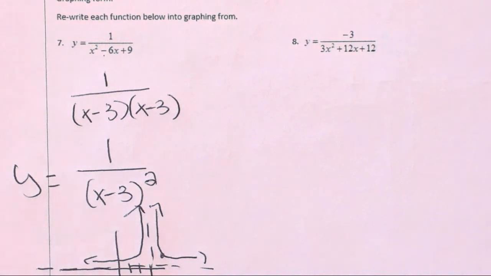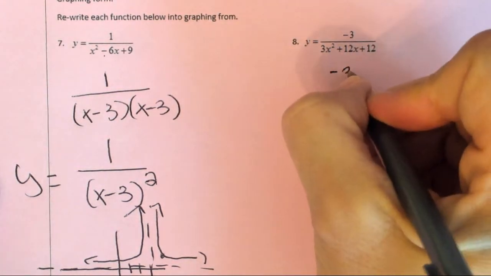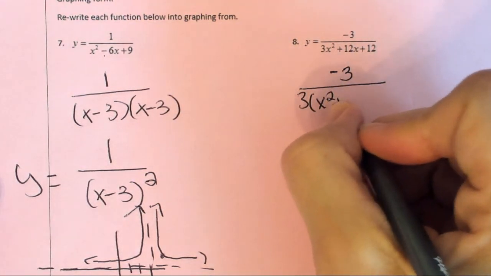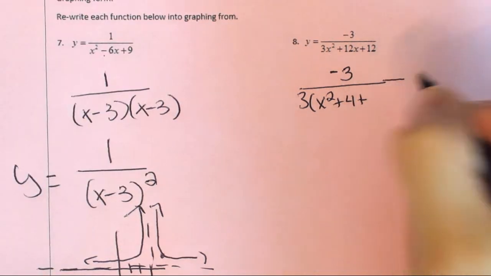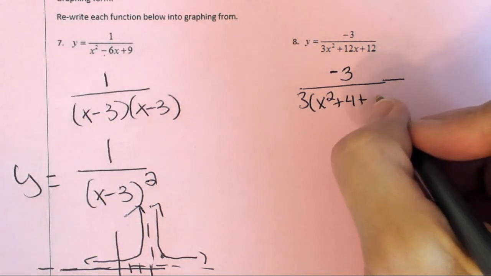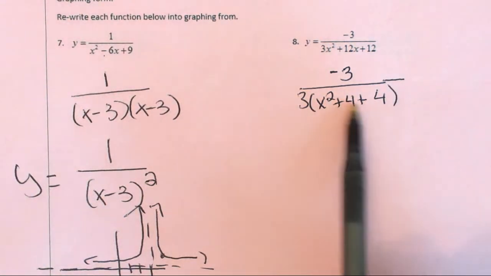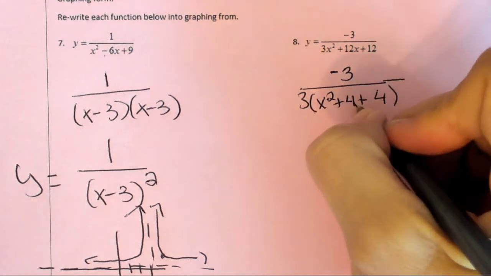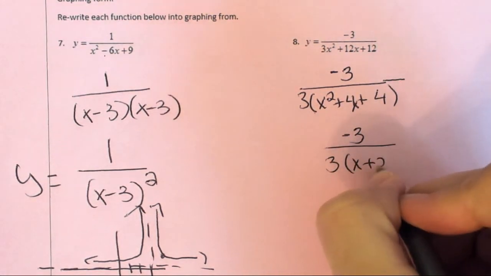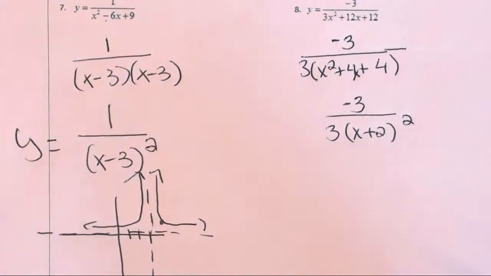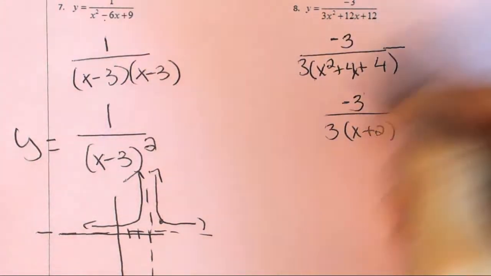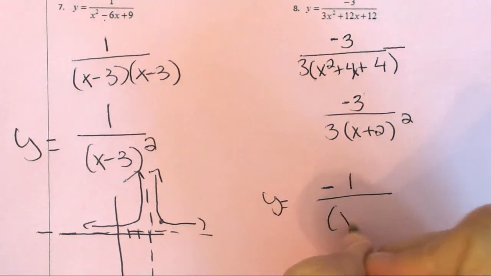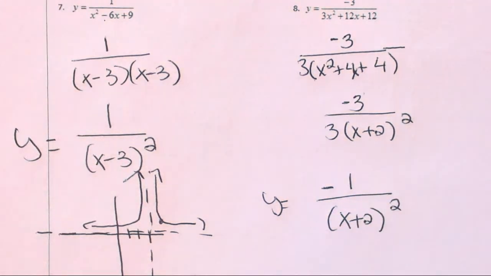On number 8, again, we're going to try to factor first. The top just stays like it is. On the bottom, I can pull out a GCF of 3, and I get x squared plus 4x plus 4. This can factor again, and I get -3 over 3 times (x plus 2) squared, since x squared plus 4x plus 4 is (x plus 2) squared. The 3s reduce or simplify out. So I have y equals -1 over (x plus 2) squared.